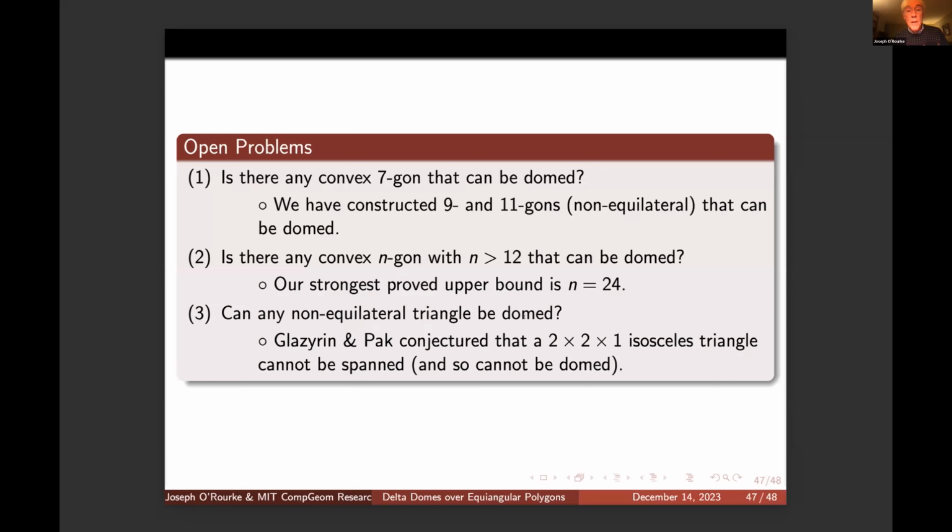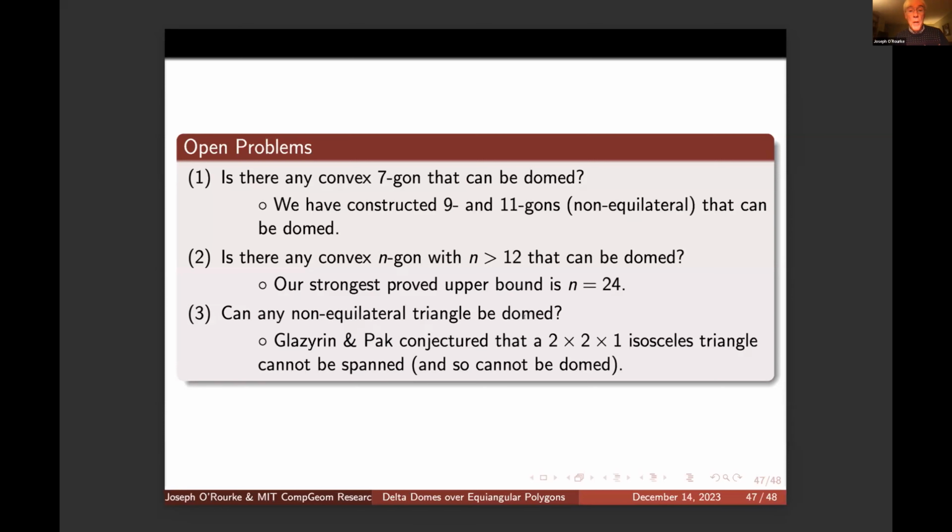Is there any convex n-gon with more than 12 vertices that can be domed? We proved you couldn't have more than 24 vertices, but again, this is not regular or equiangular. This is just any convex n-gon. It may be that 12 is the max, but we've only proved 24 is the max.